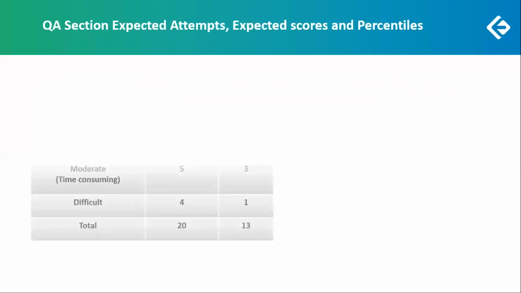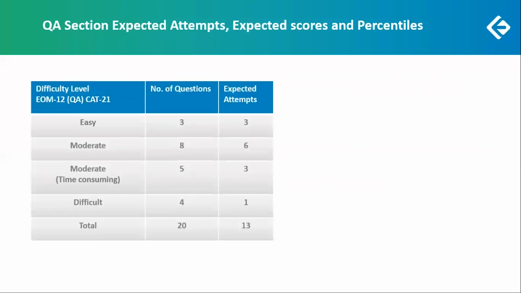Based on this analysis, this is what we can conclude. There were three questions which can be classified as easy questions, and you should attempt all three of them. There were 8 of them which we discussed as moderate questions. We expect around 75% of attempts over here, so you could have attempted 6 or 7 questions from this range. From moderate but time-consuming questions, you could have attempted around 50% or 60%, which comes to 3 out of 5 questions.